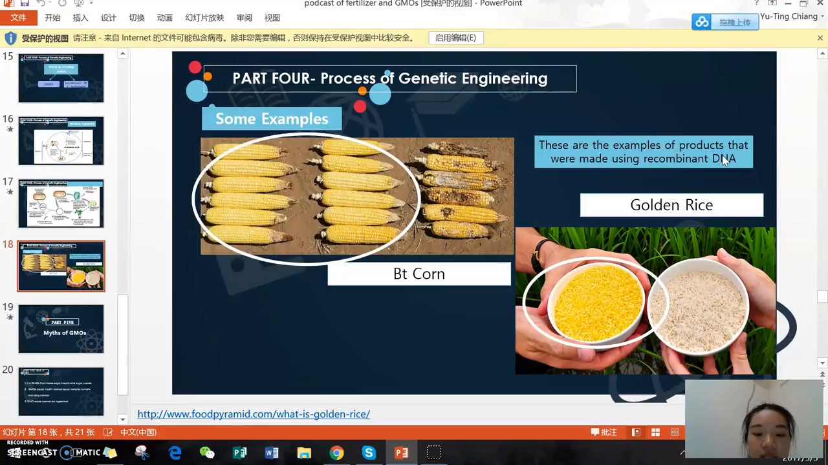So the beta-carotene gives the golden rice its golden coloring. Once the consumer eats golden rice, the beta-carotene accumulates in fatty tissue and is transformed into vitamin A.